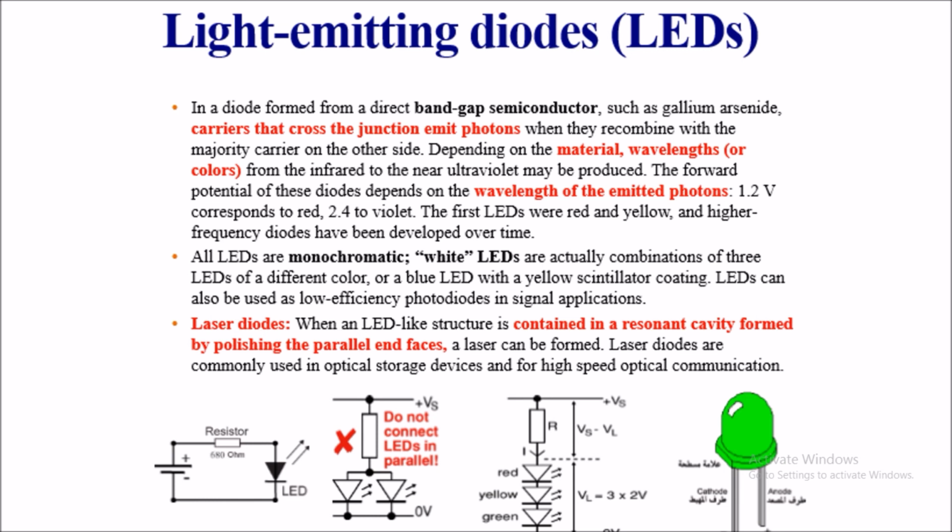When an LED-like structure is contained in a resonant cavity, في resonance circuit formed by polishing the parallel and end faces, a laser can be formed. ممكن انتج الليزر. Laser diodes are commonly used in optical storage devices and for high speed optical communication. وشفناها احنا طبعا في الحفلات واجهزة الليزر والاضاءة بالليزر دي كلها عبارة عن ايه؟ ليزر دايودز.